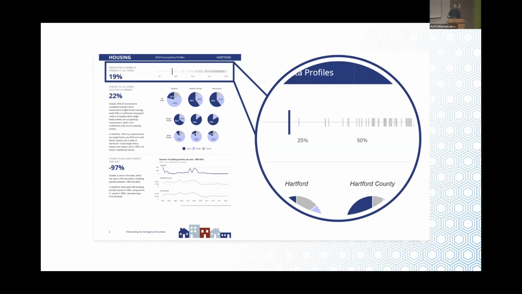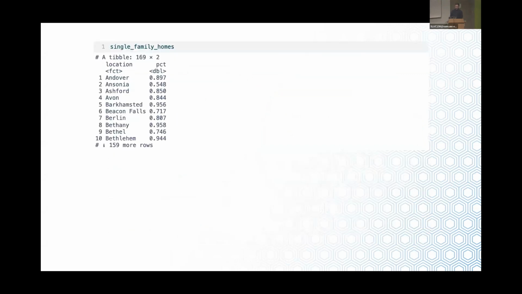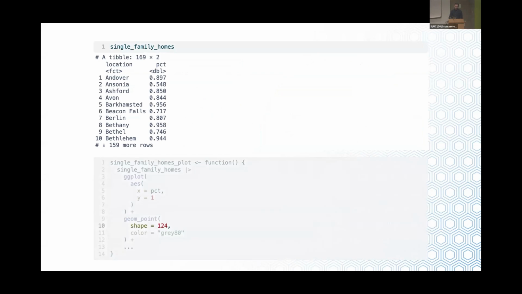of single family homes as a percent of all homes in Connecticut. And so in this case, the large blue line represents the town that we're showing. All the gray lines represent every other town in Connecticut. Our data looks like that, very simple. And then we just make a function, single family homes plot.